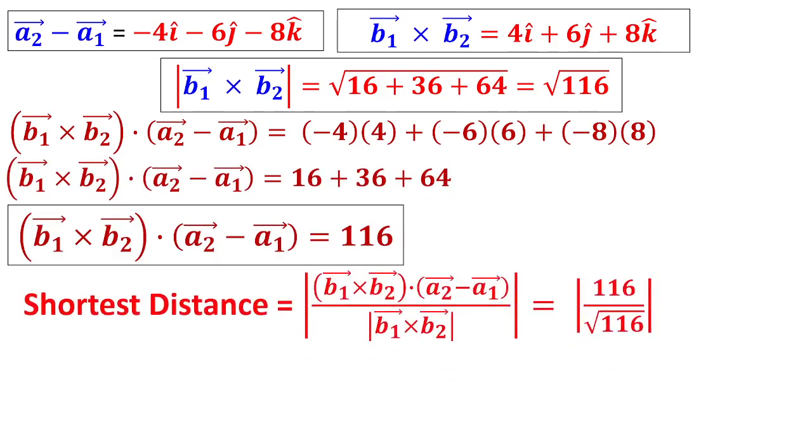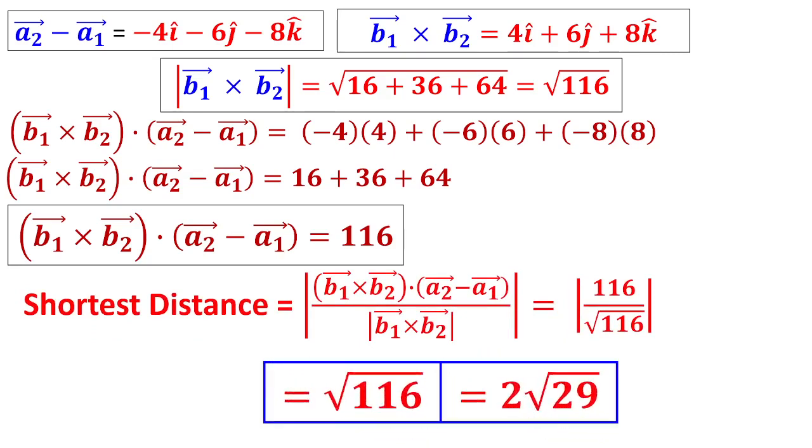Now this is the shortest distance formula: b1 cross b2 dot a2 minus a1, upon the magnitude of b1 cross b2. The answer is root 116. You can leave it as it is, or the answer is 2 root 29, since 116 is 4 into 29 anyway. Well, check out, this problem can be done by the Cartesian method also. That is left to you.